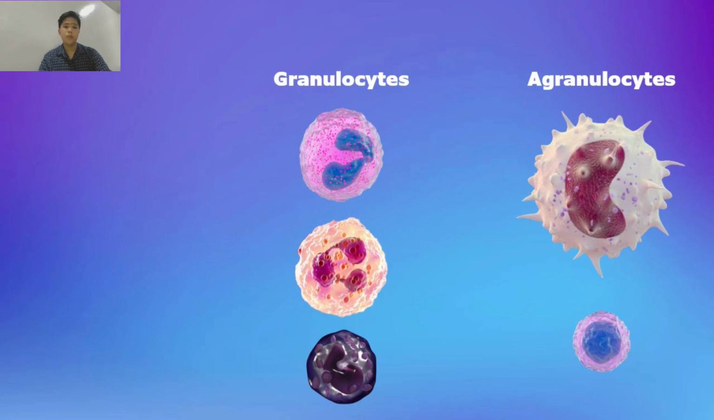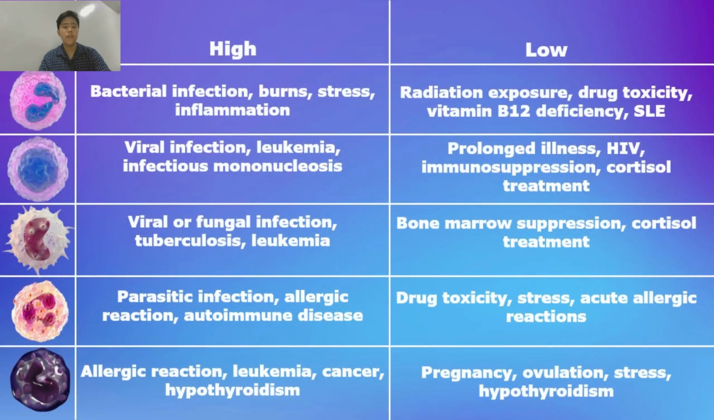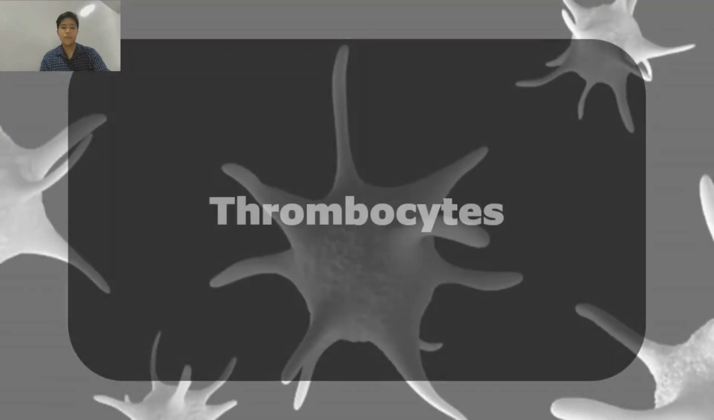Now I will show you a table to let you know what your complications may be if you have too high or too low levels of the WBCs. Take note that these are not exactly your complications. They only show what is possible. So, okay, let's move on to the thrombocytes or PLTs.